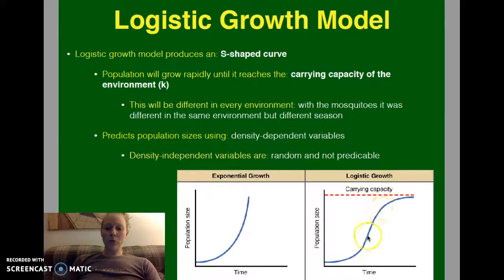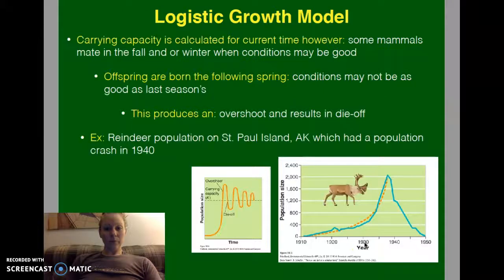It is used to predict populations using density-dependent variables. So eventually the population becomes too great, and it affects the survivability of offspring. And so density-independent variables are too random and not predictable, and so we can't use these to determine our logistic growth. Carrying capacity is calculated for current time, however.